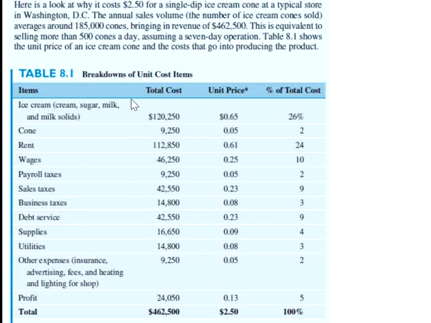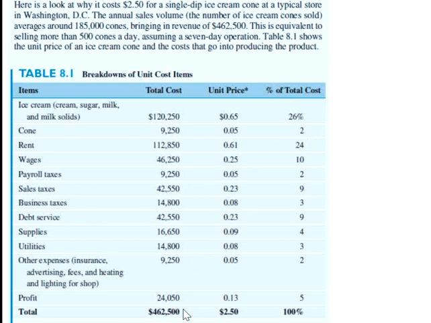So these are the total costs. All are the costs, and this is the total revenue minus total costs. This is the profit they are generating. Okay, so total revenue minus total costs is what we call profit. This column is unit price, right? Which is the price per this one, 120,250 divided by 185,000. You get this one. Again, this divided by the total number of units or cones produced, you get this one. And what is the percentage of their total cost? This column tells us their percentage of total cost.